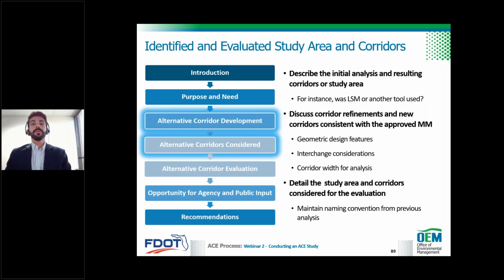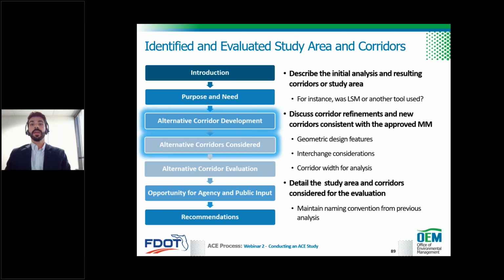Okay, so we're going to skip over a few of these sections, the introduction and the purpose and need sections, and highlight some of the more significant topics in the ACER. We'll start with the alternative corridor development and the alternatives considered. The starting point for these topics is from the initial analysis where you already defined the study area or identify the corridors for the ACE study.